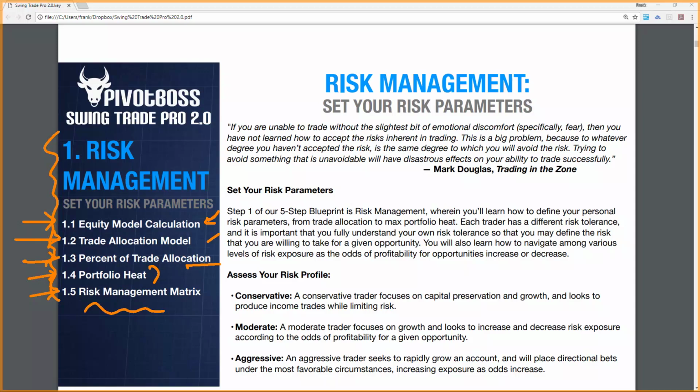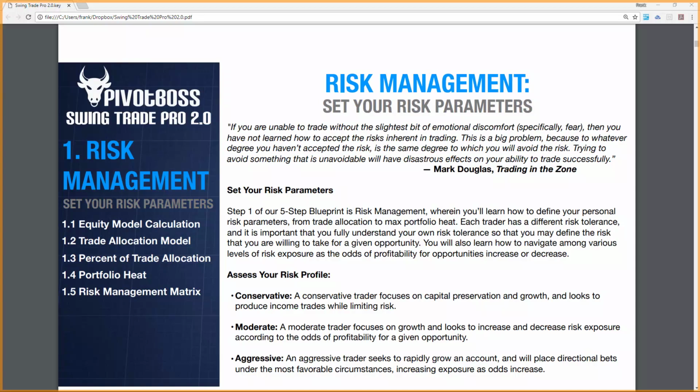So right now, let's take a look here at set your risk parameters. So step 1 of our 5-step blueprint is risk management, wherein you'll learn how to define your personal risk parameters from trade allocation to max portfolio heat. Each trader has a different risk tolerance, and it is important that you fully understand your own risk tolerance so that you may define the risk that you are willing to take for a given opportunity.